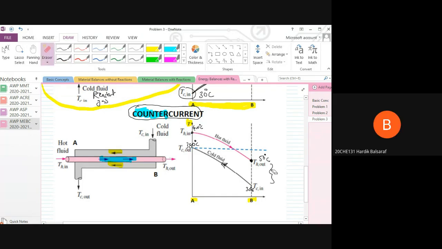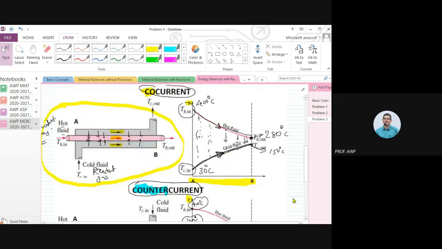Yes, sir. If I had wanted, I could have heated the cold from 30 degrees centigrade to 380 degrees centigrade, and the hot fluid I could have cooled from 400 degrees centigrade to 50 degrees centigrade. Do you agree with that in a counter current manner? Yes, sir. Is it possible in a co-current manner?